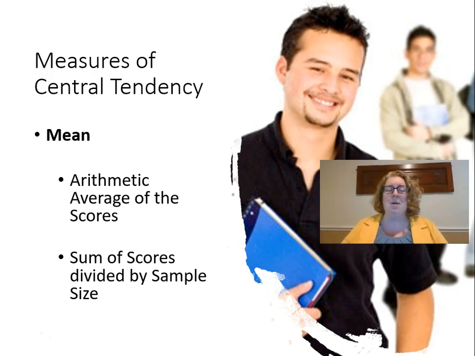So the first one we'll talk about is mean, right? And mean is just another word for average. So we calculate the mean by calculating the average, right? So that is the sum of the scores divided by the sample size. So you add up all of the scores you have, and then you divide by the number of students that you had, right?